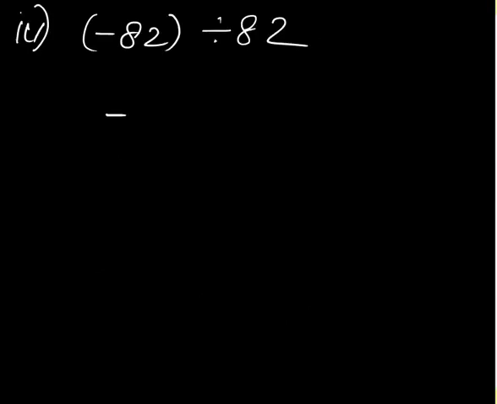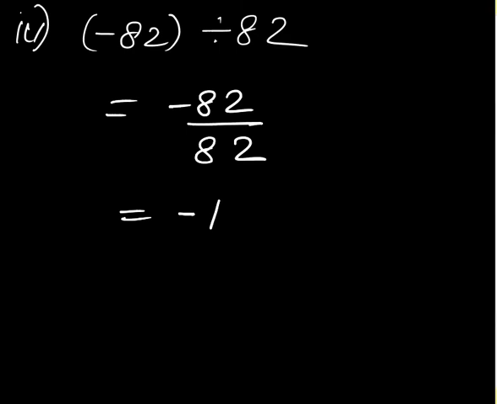Minus 82 divided by 82. So any number divided by the same number, the answer is 1. Since you have negative sign here, you will get negative here also.